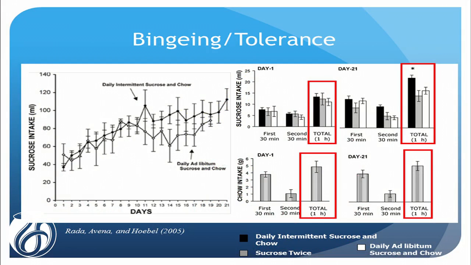And we don't see this in animals that have limited daily access to just their rat food. Here we see this on the bottom. They eat about the same on day 1 as on day 21. So there's something special about the sugar that's causing these animals to overeat it and also to show evidence of binging behavior on it. Now, I'm a neuroscientist, I'm interested in the brain.